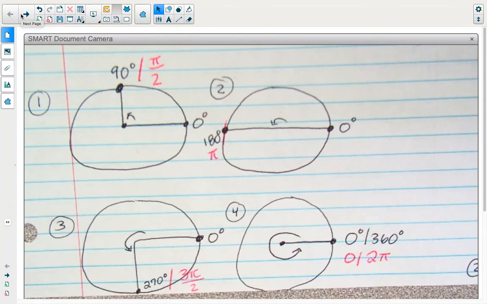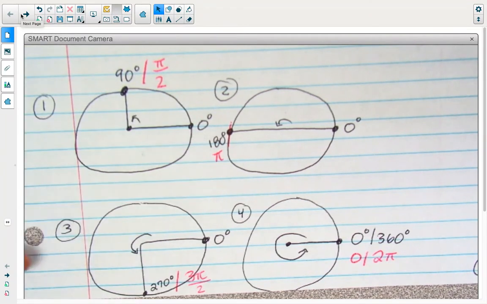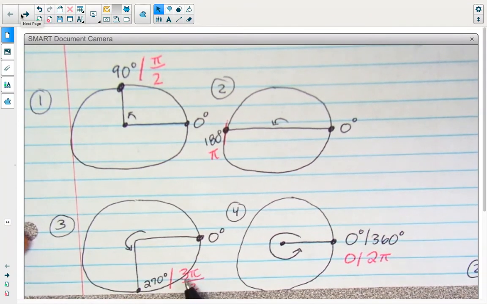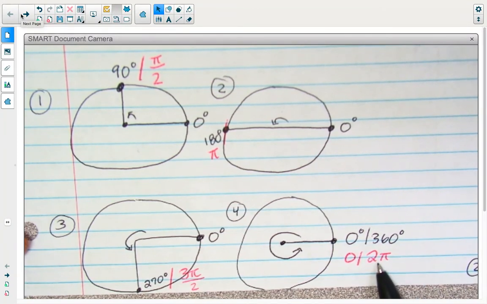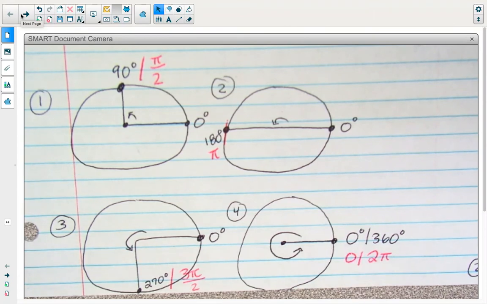In the red, I've put those angle measurements in radians. So 90 degrees is pi halves, 180 degrees is pi, 270 degrees is 3 pi over 2, and 360 degrees is 2 pi. So there's 2 pi radians in a full rotation. There's 360 degrees in a full rotation. So we're working our way towards this idea of a unit circle.